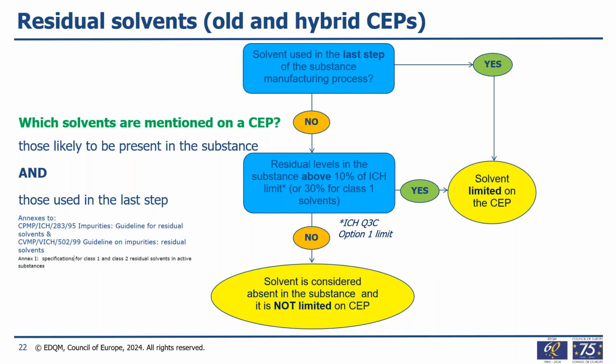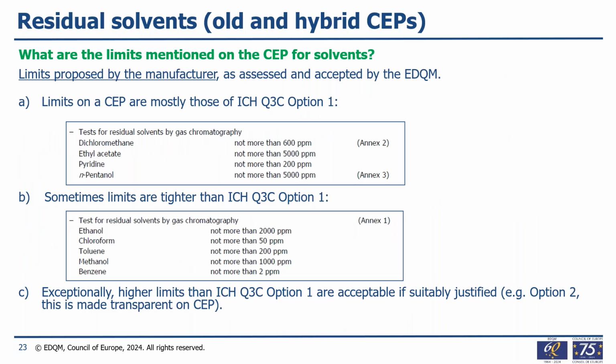On the other hand, if the solvents are detected below 10% of the ICH limit for class 2 and 3 solvents, or below 30% for class 1 solvents, the control is not considered to be mandatory. It is considered that the absence of the solvents is demonstrated in the final substance, and the test is not mentioned on the CEP. In any case, limits proposed by the manufacturers are assessed and should be accepted by the EDQM.